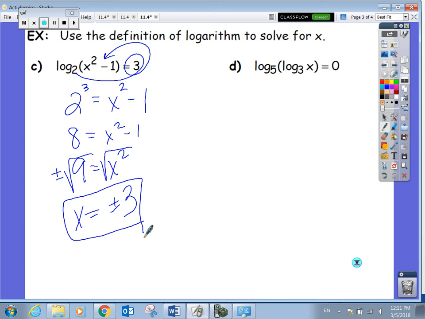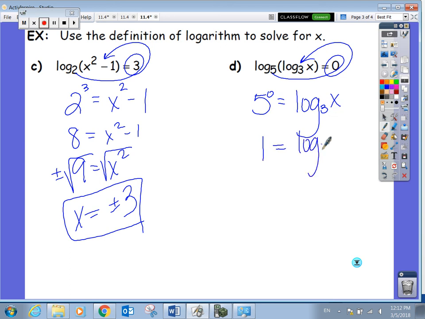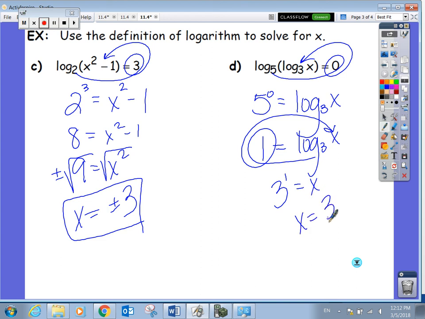Letter D is the same thing. It's just, this is the argument right here. So it's 5 to the 0 equals log base 3 of x. So we're just going to have to do this twice. Neither time is difficult. So we all remember, hopefully, that anything to the 0 power is 1. And now we just do that again. 3 to the 1 equals x. We don't write to the first power. So x equals 3.